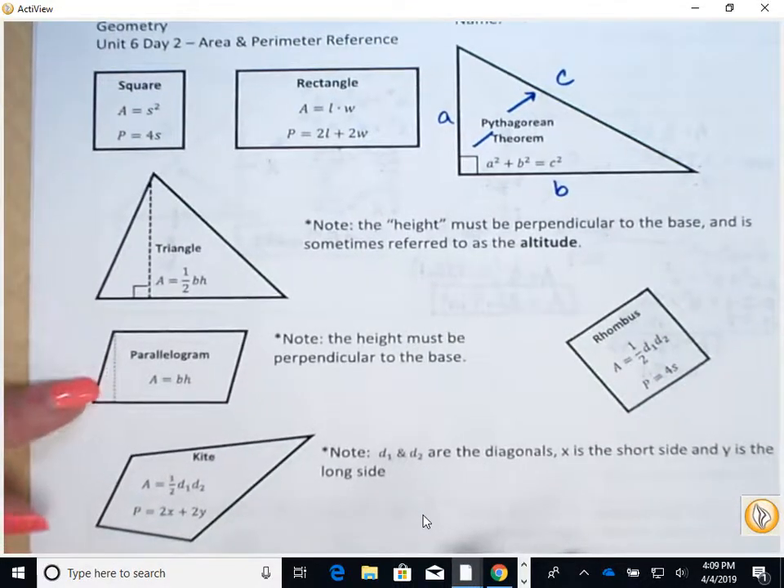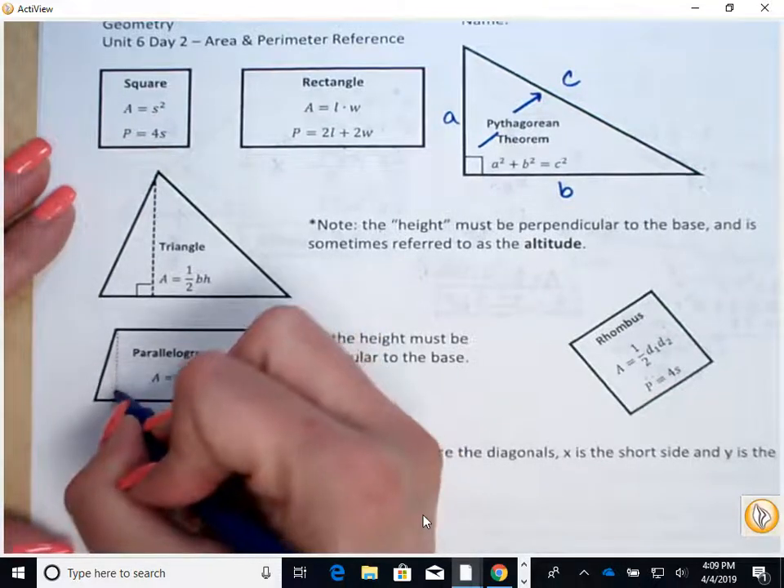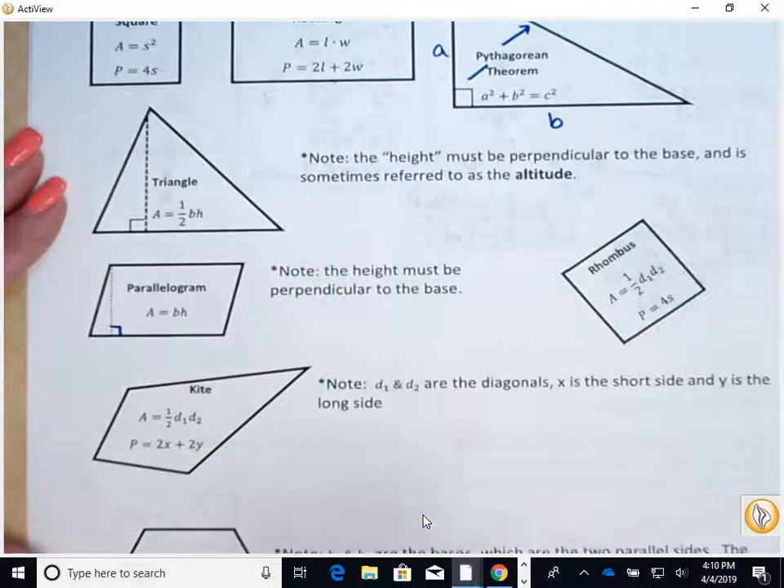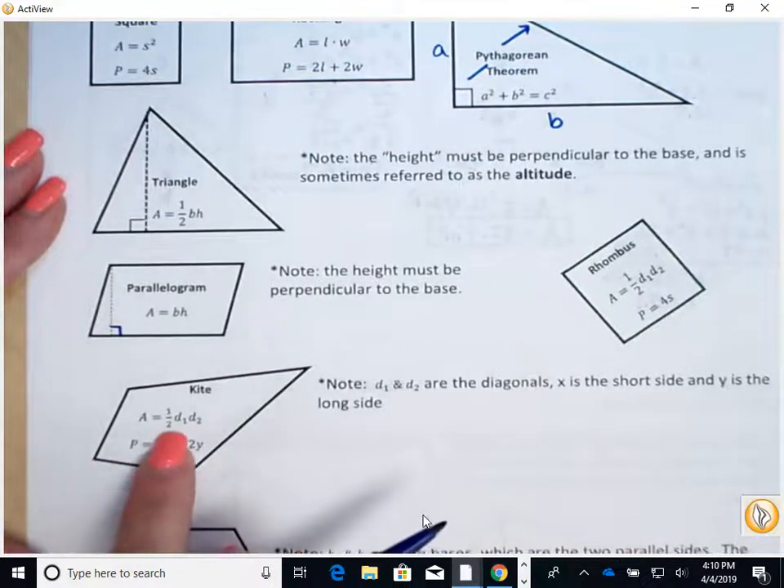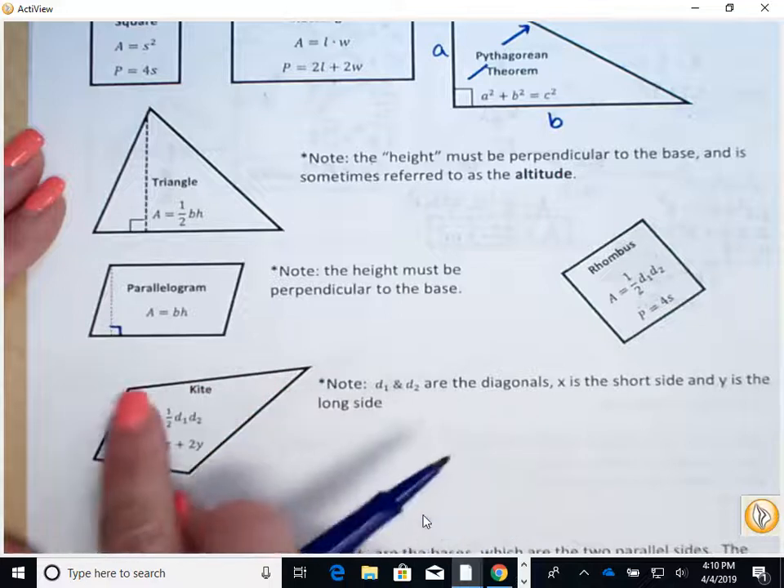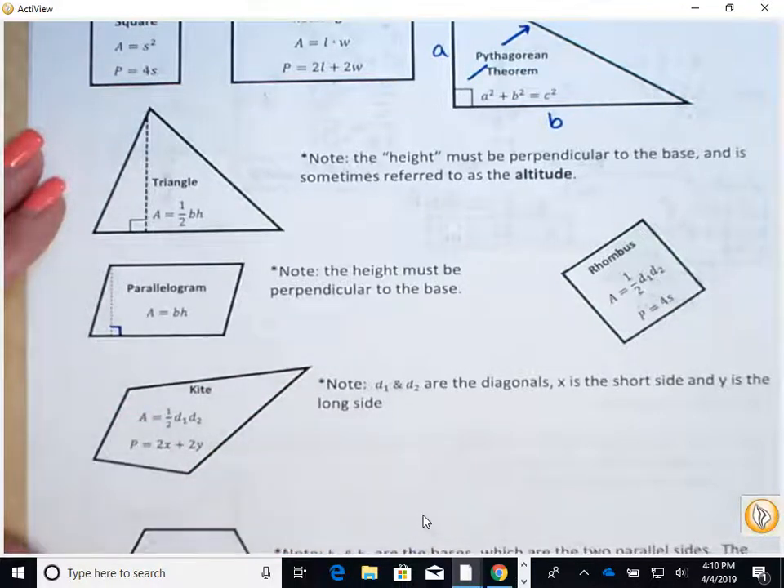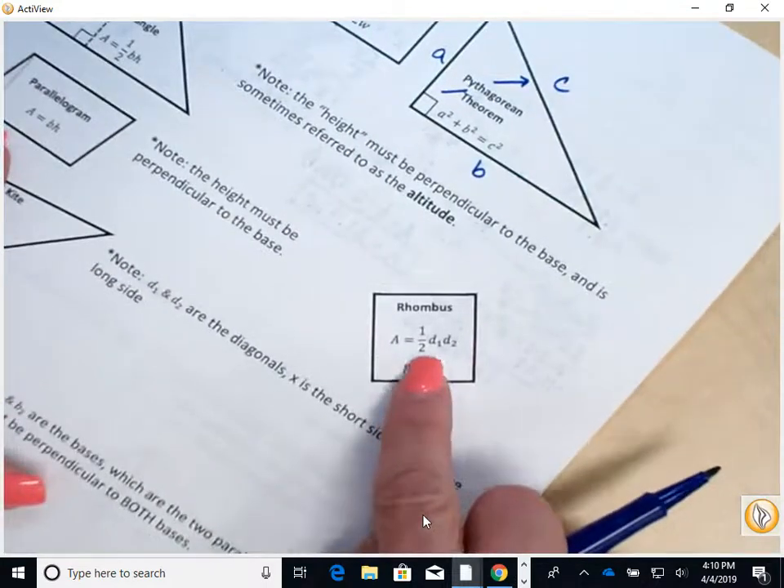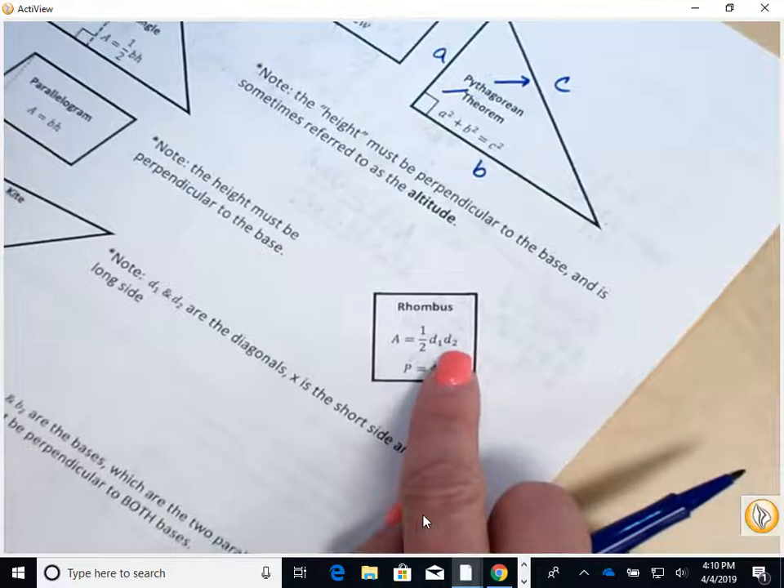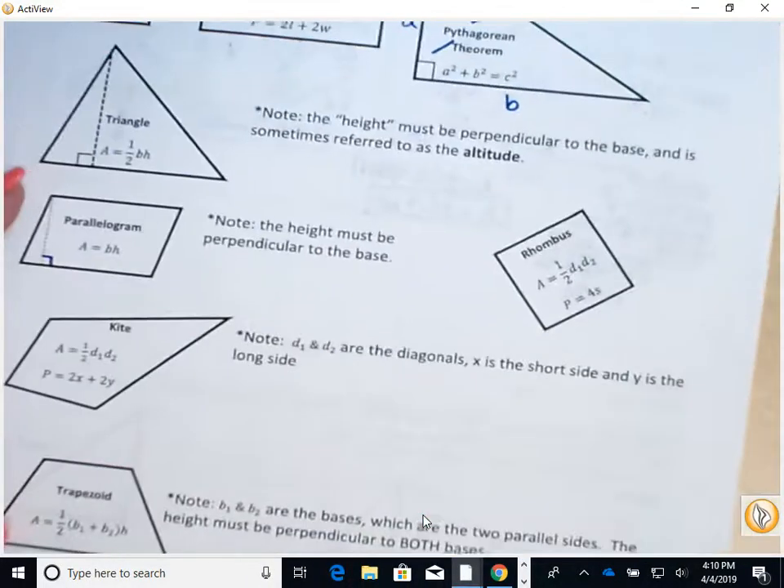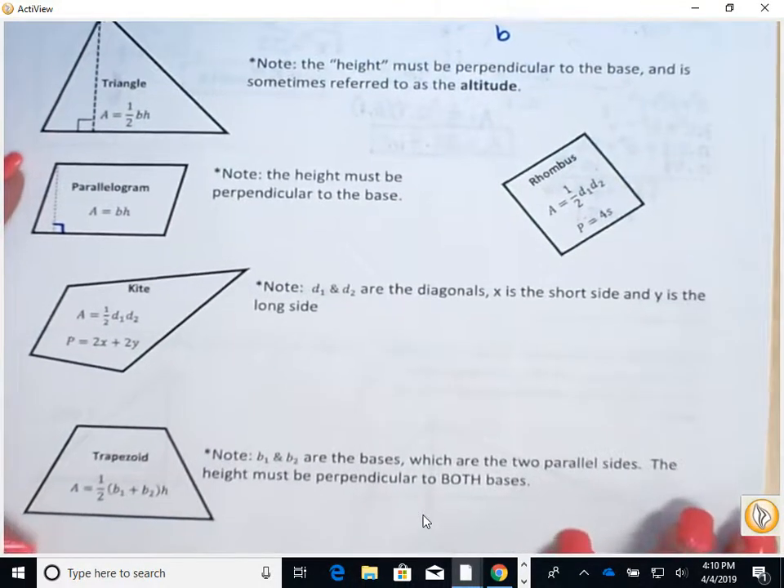Area of a parallelogram, base times height. Again, base times height have to meet at a 90-degree angle. We've got a kite. The area is 1/2 times the diameter 1 times the diameter 2. So you got your two diameters. You take diameter 1 times diameter 2 and take half of that. For a rhombus, area is, it's at an angle, 1/2 times diameter 1 times diameter 2. So just like a kite, same formula. Multiply your diameters together and then divide by 2 or multiply by 1/2.